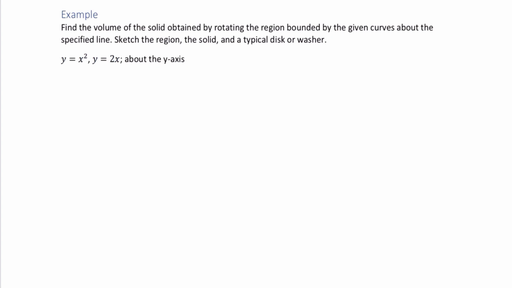Let's sketch the solid and then find its volume. We'll start with y equals x squared. That's just your basic quadratic. We know that (0, 0) is a point, (1, 1), and then (2, 4).